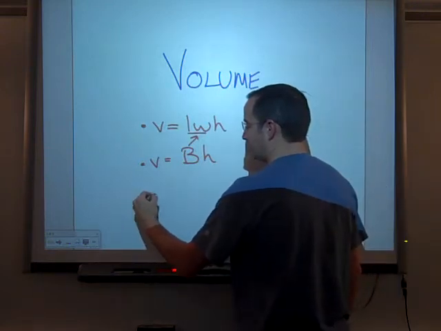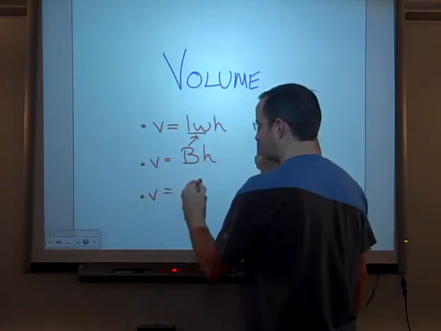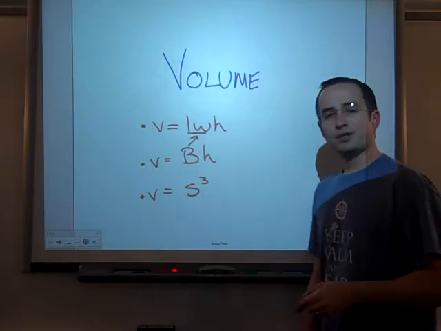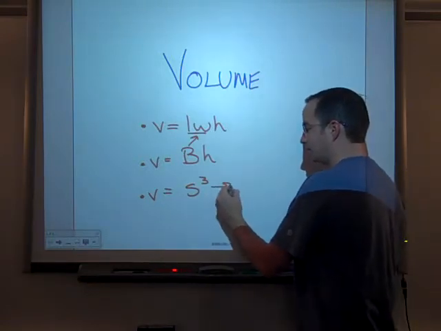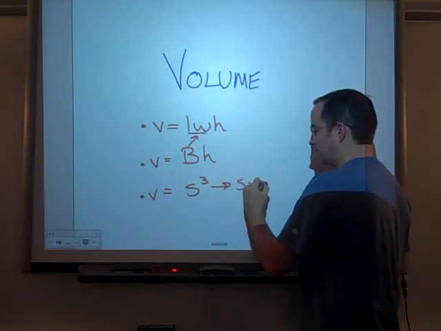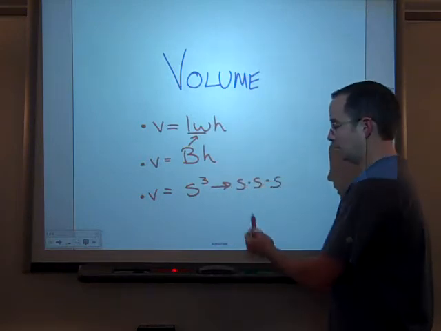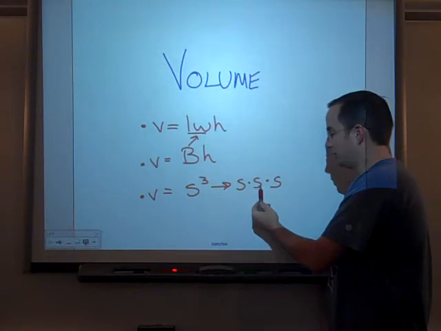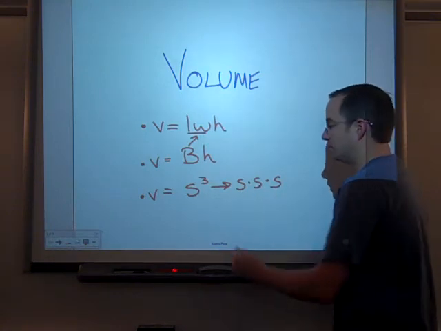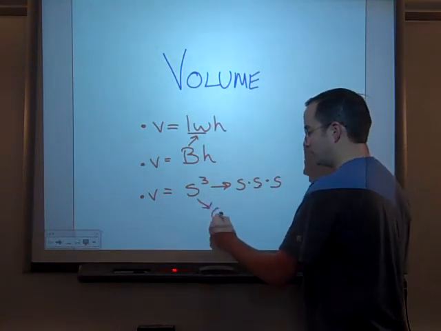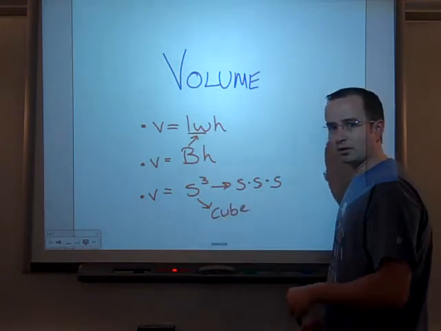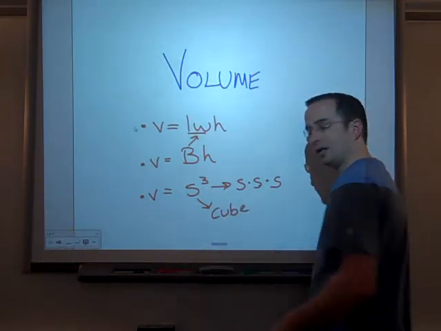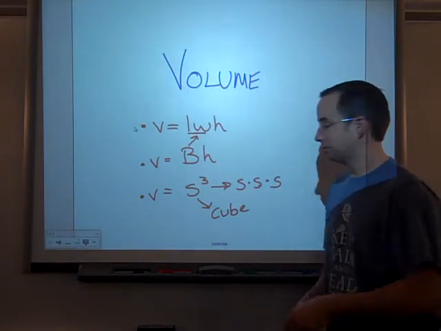Now the next one that you have is side to the 3rd power, or side cubed. The reason it's called cube is this is actually side times side times side. Well, guess what? That's length times width times height. This is for the 3-dimensional shape called a cube where all sides are the same. Okay? Now let's go on to a couple practice problems.